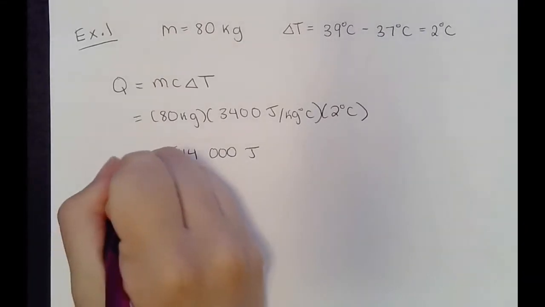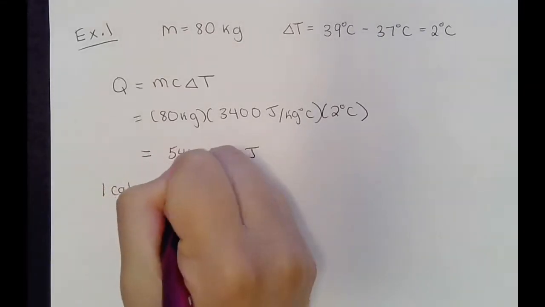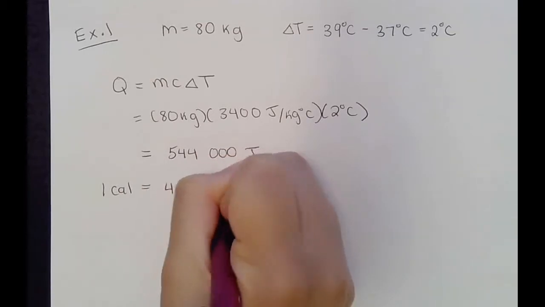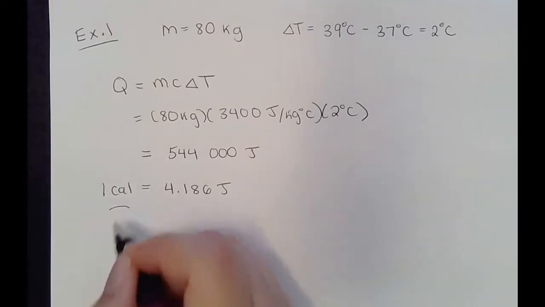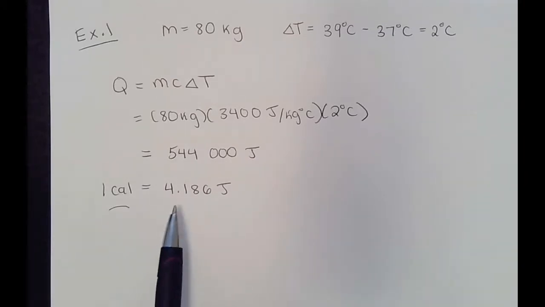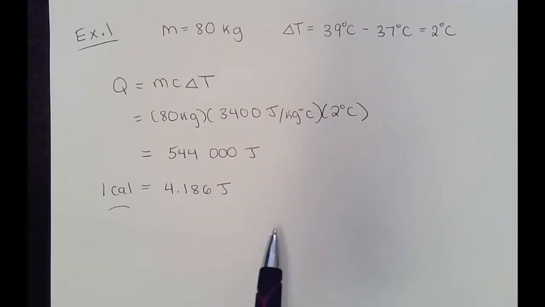So 1 calorie is 4.186 joules, and this is actually the amount of energy required to increase the temperature of 1 gram of water by 1 degree Celsius. That's what 1 calorie means. So that's why these numbers look similar to the specific heat of water, which is for 1 kilogram.